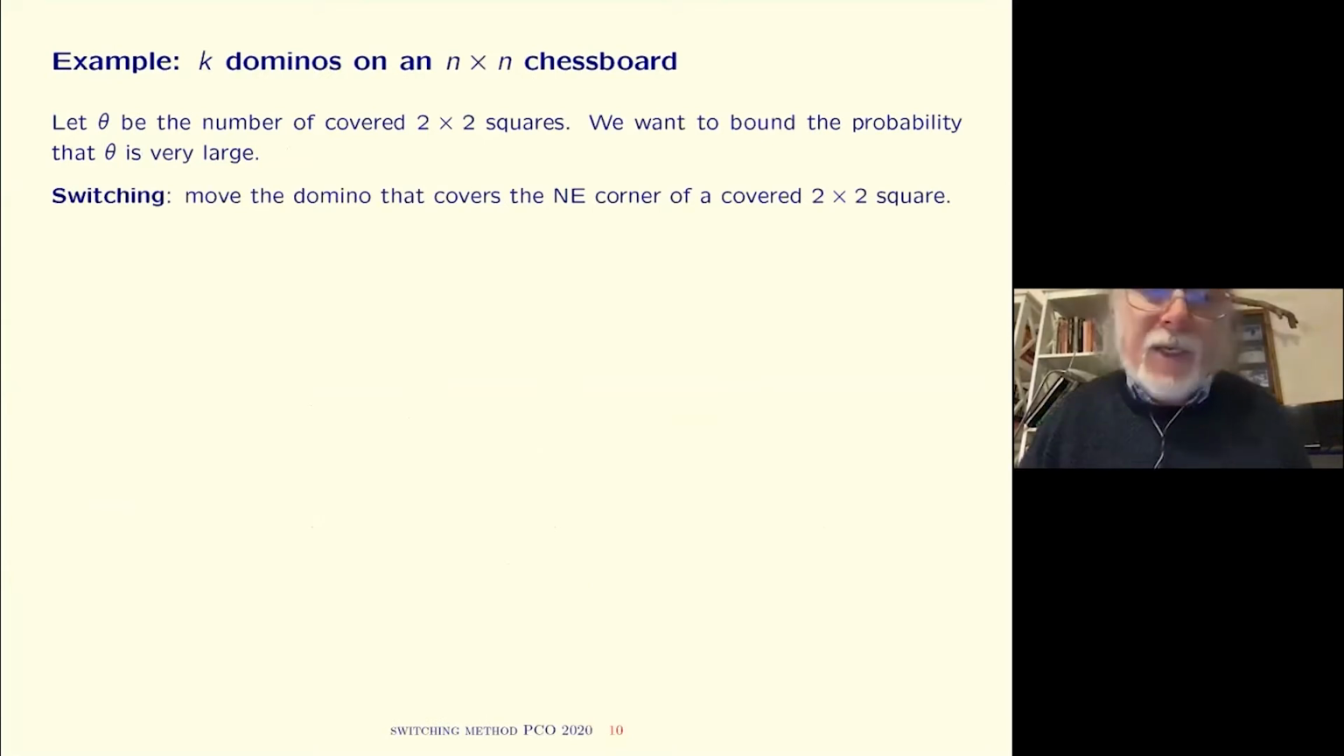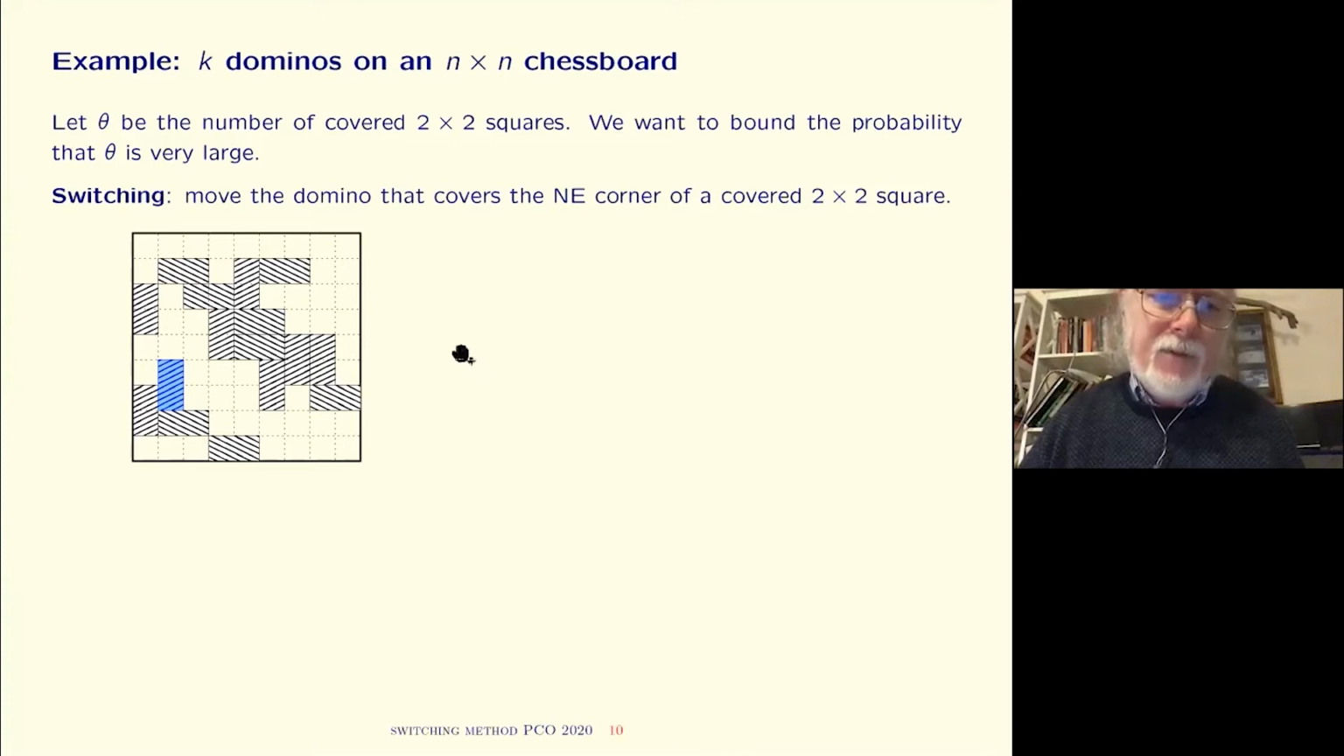Let me do some examples. Suppose you've got an n by n chessboard and you've got k dominoes on it. And we'll put the dominoes on the chessboard in any fashion, whatever, but all configurations equally likely. So it's a uniform random distribution of dominoes on an n by n chessboard. And we want to know something about the number of 2 by 2 squares that are covered by the dominoes.